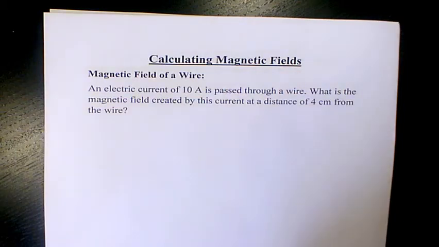An electric current of 10 amp is passed through a wire. What is the magnetic field created by this current at the distance of 4 centimeters from the wire?